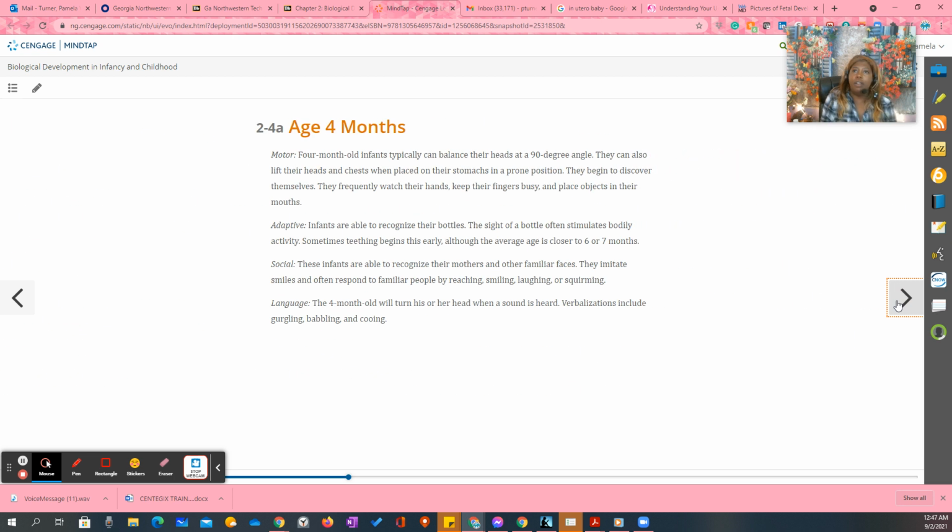Okay. Again, so at 4 months, babies should be holding their head up at a 90-degree angle. They should watch their hands, keep their fingers busy. They like to play with their feet. They realize they have feet and put the feet in their mouth. They're able to recognize their bottles. The sight of a bottle often stimulates bodily activity.